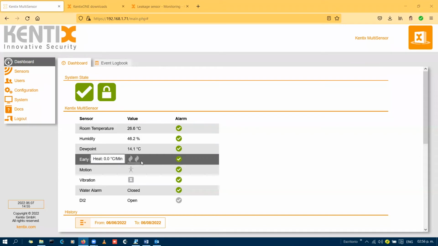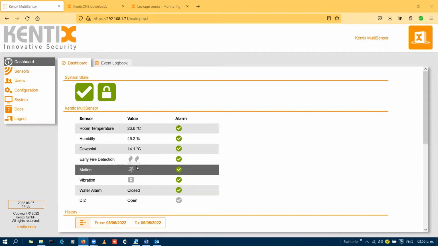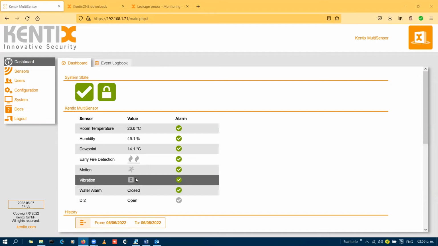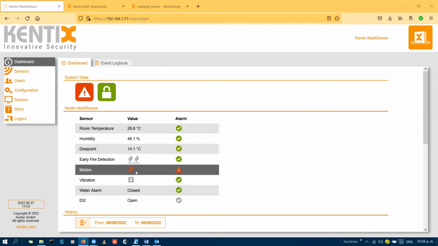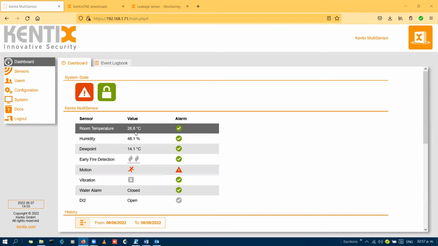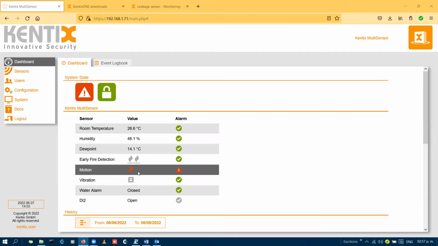We have 2 steps for early detection. Really, this is very important in a telecommunication room, to have early fire detection. We can detect motion, if there's vibration in the telecommunications room. So these are the parameters that we can measure. As you can see here, we have a little motion because there's the air conditioning and it moves a little bit here. Well, we don't see it, but for sure it is moving.